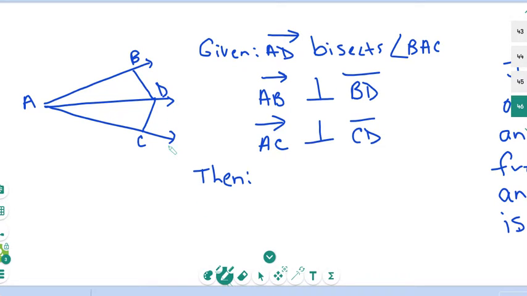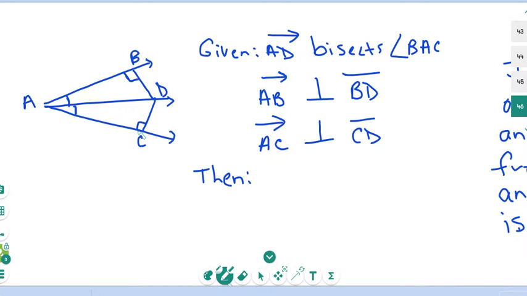Given line AD bisects angle BAC. So that's going to mean this angle, BAD, is congruent to angle DAC. Given AB is perpendicular to BD, so we have a right angle. Given line AC is perpendicular to CD, so we have another right angle.